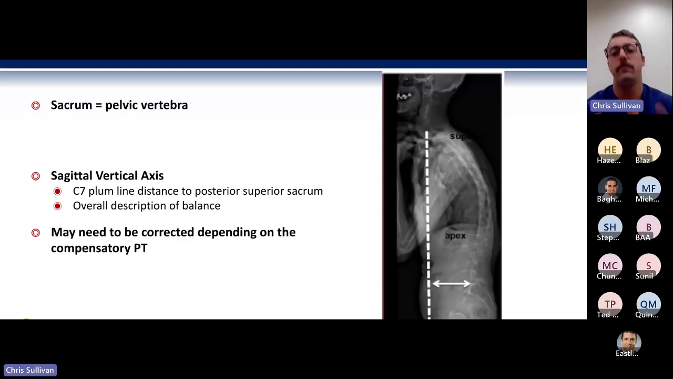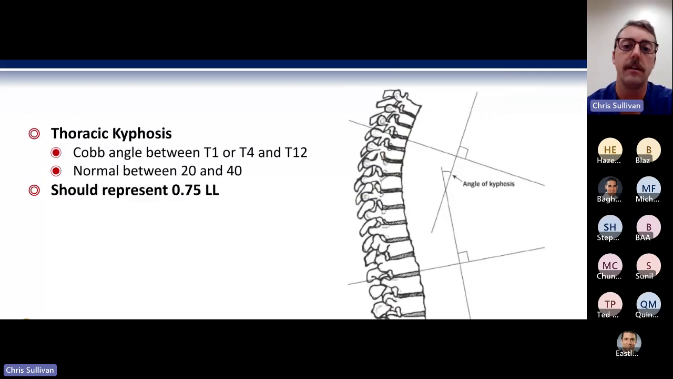So to correct that, you have to monitor to make sure that you're getting a correct SVA. In addition, thoracic kyphosis is generally measured between T1 or T4 and T12, with a normal value between 20 and 40. And overall, it should represent about 3/4 of lumbar lordosis.